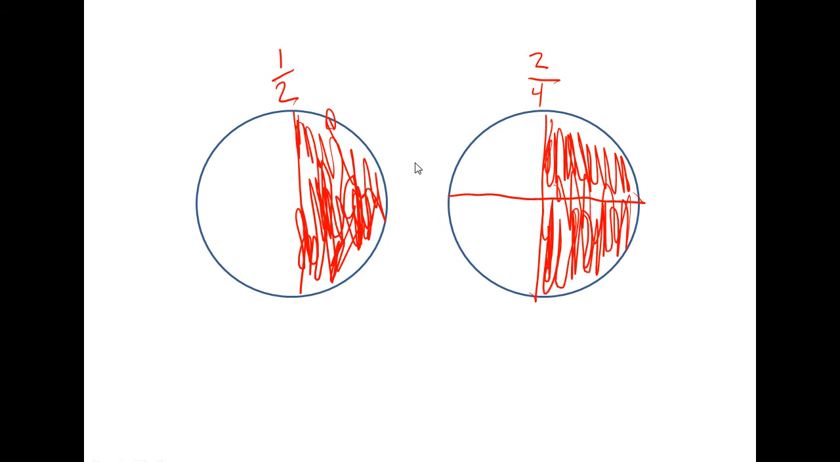Now, if you notice, both of these circles, 1/2 and 2/4, are equal to each other. Okay, that is going to be a key concept for us when we're talking about simplifying fractions. So that means that 1/2 is equal to 2/4. Alright, we're going to show you how to go from 2/4 to 1/2.